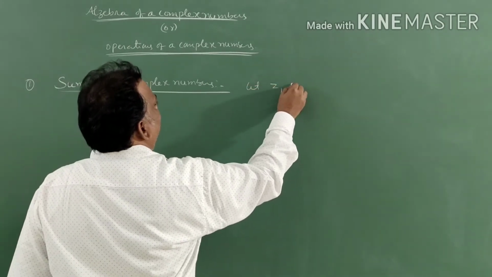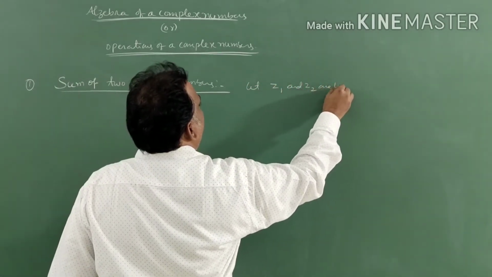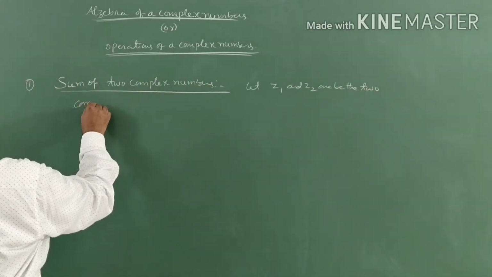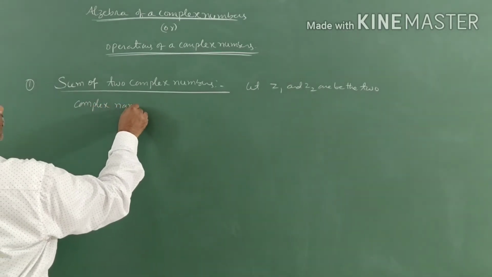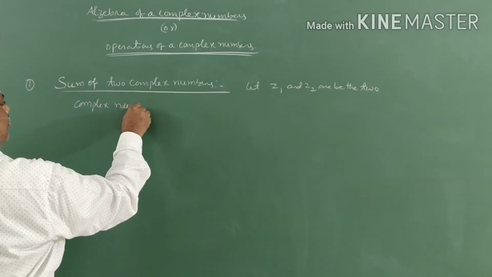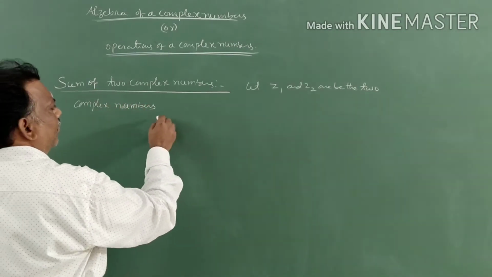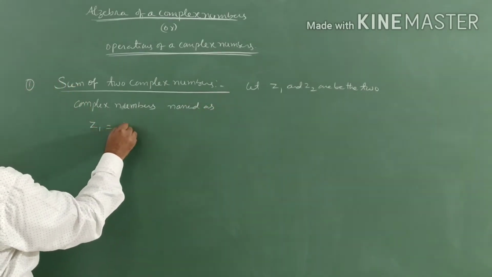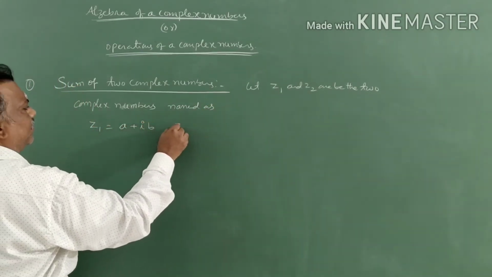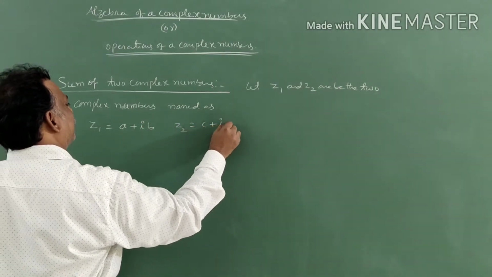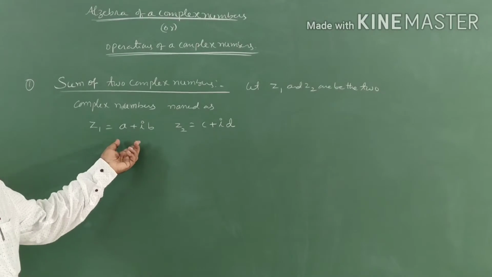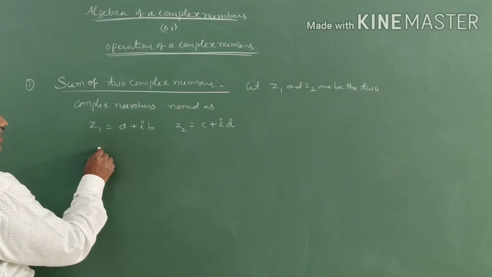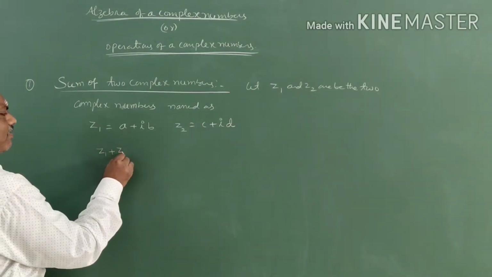Let Z1 and Z2 be two complex numbers, named as Z1 is equal to a plus ib, Z2 is equal to c plus id. So this is one complex number Z1, this is second complex number Z2. We are going to add these two. Addition or sum means we are taking Z1 plus Z2.